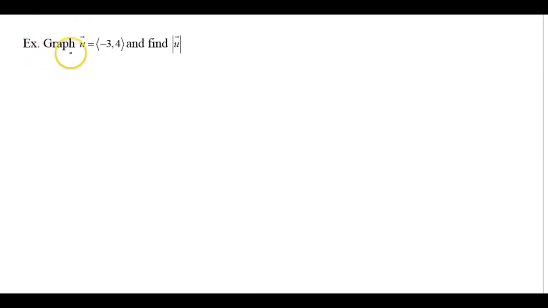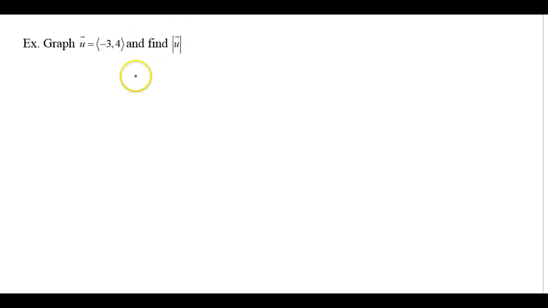In this first example, I want to graph the vector u, which is given by <-3, 4> inside of these brackets, which means that my initial point is going to start at the origin, and my terminal point is going to end at the point on the xy plane, (-3, 4). And after we graph it, we want to find the magnitude. So the absolute value bars around a vector means how long is it? What is its length? What is its norm?